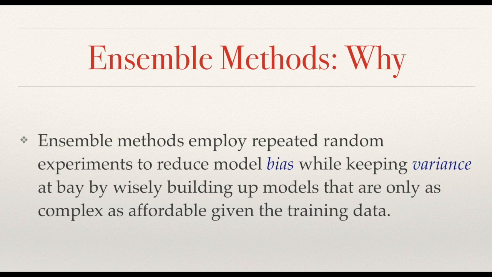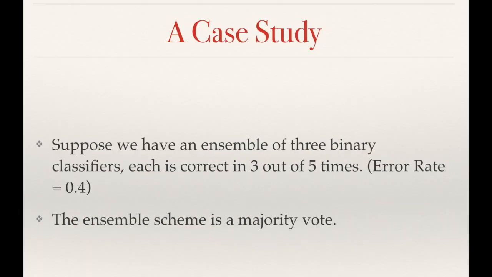So let's take it this way. Ensemble method employs multiple random experiments so as to reduce the model bias while not incurring excessive model variance, by smartly building the models with complexity that is only affordable given the training data. Well, I know that sounds like a mouthful. Let us have a look at perhaps the simplest example of an ensemble.